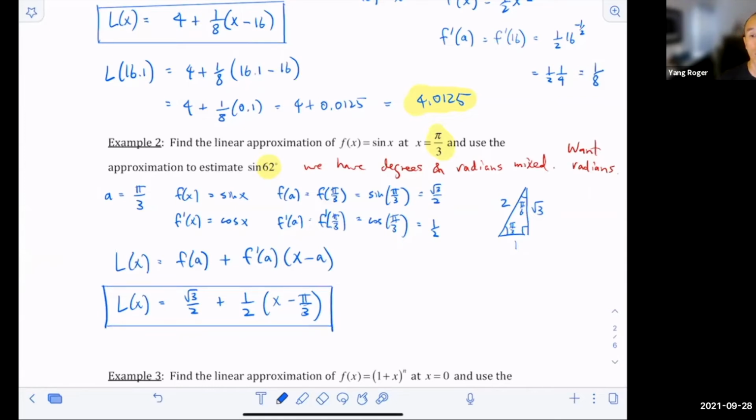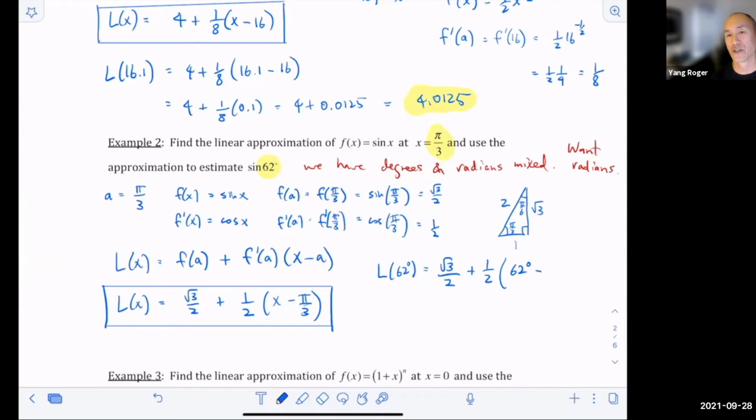Okay. Any questions so far? So I want to calculate the linearization at 62 degrees. If I have L of 62 degrees, what is that going to look like? That's going to look like rad 3 over 2 plus 1/2, and then I'm going to have 62 degrees in here minus pi over 3.